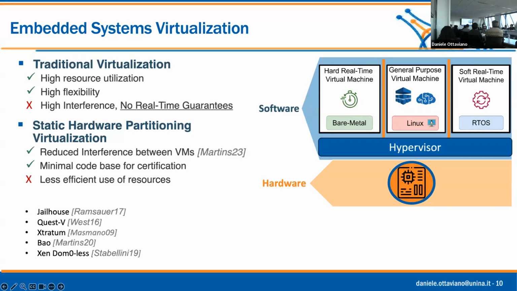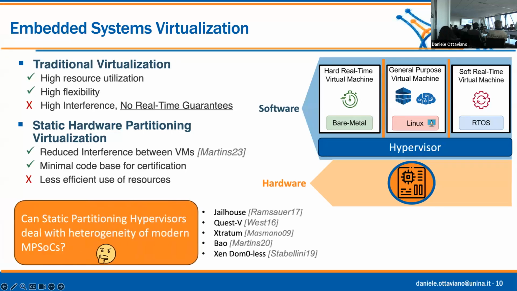Well, there are several static partitioning hypervisors currently in use in several projects. But the question that we figured out is, okay, but can a static partitioning hypervisor, as it is, deal with the heterogeneity of these multiprocessor systems on chip we are talking about? To answer this question, we have to look at the multiprocessor system on chip. How is the multiprocessor system on chip built?